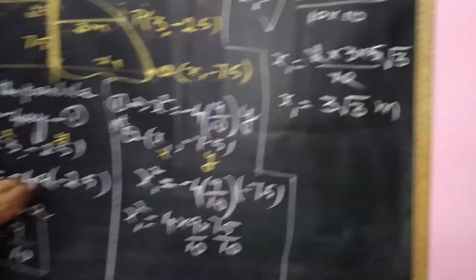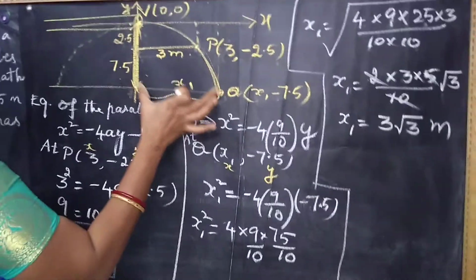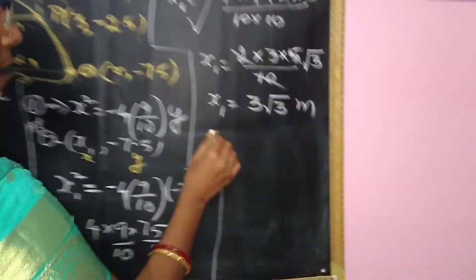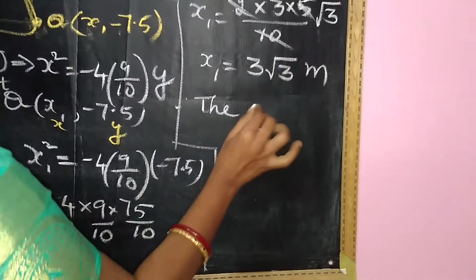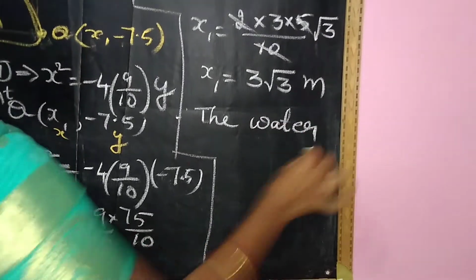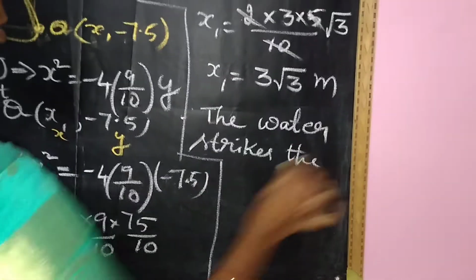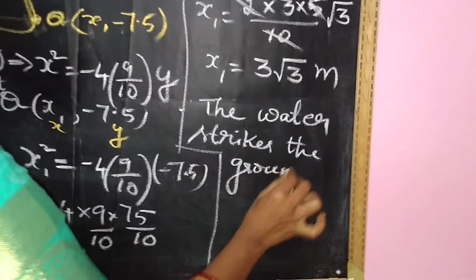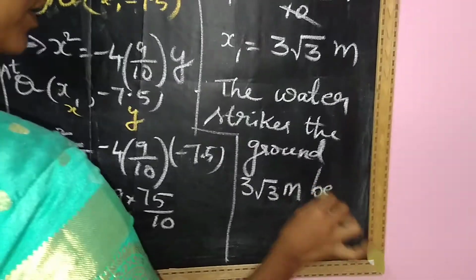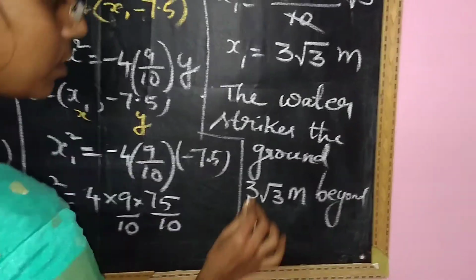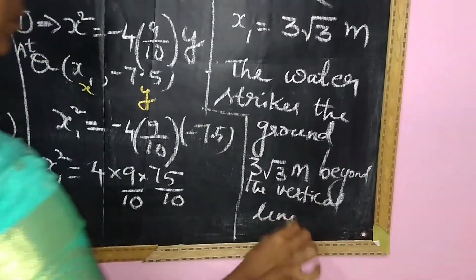It means that the water strikes the ground 3 root 3 meter from the vertical line. So complete the answer in a sentence. Therefore, the water strikes the ground 3 root 3 meter beyond the vertical line. Thank you, children.